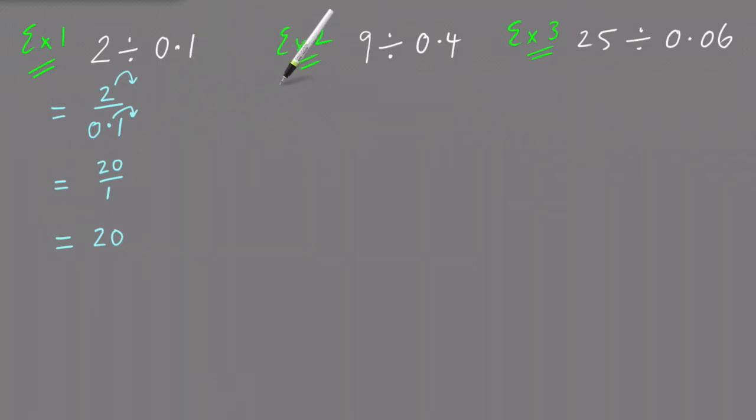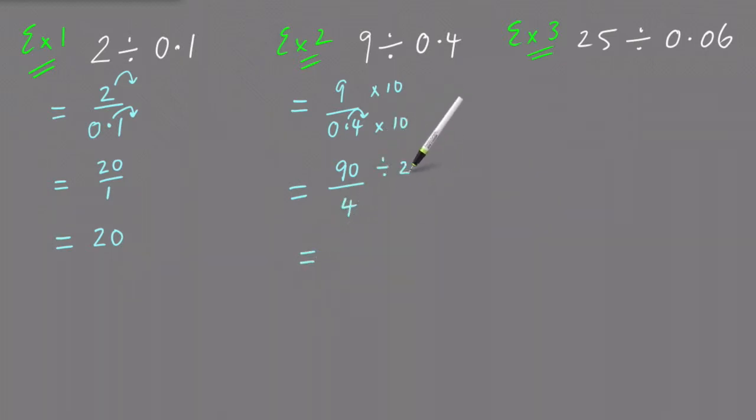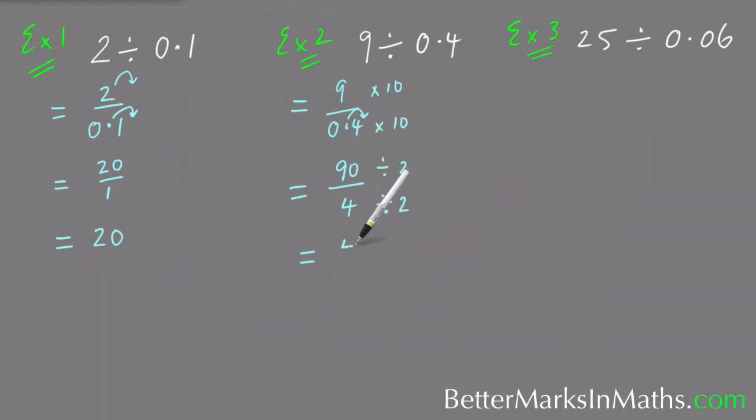Now, when the numbers get a little bit harder, like in example 2, this is what happens. So 9 over 0.4, and then again, timesing both of these by 10. So that moves that point over one place. The top number becomes 90 over, and this becomes 4. And then, well, what number goes into both of them? 2. Dividing them both by 2, 90 becomes 45, and 4 becomes 2.